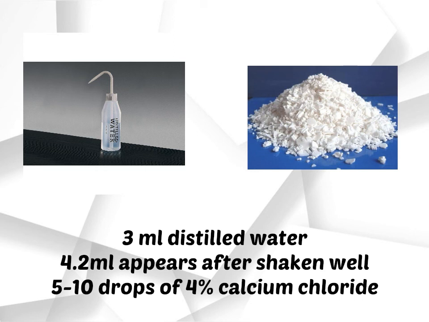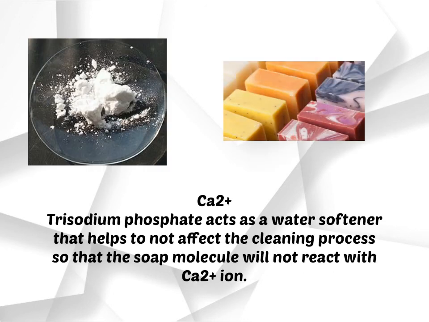Next, the mixture in number 1 was added with 5 to 10 drops of 4% calcium chloride. After the mixture was shaken, a white precipitate was formed at the bottom of the solution. This occurs as a consequence of the soap not reacting well in hard water, as it contains the cation of calcium in the solution.